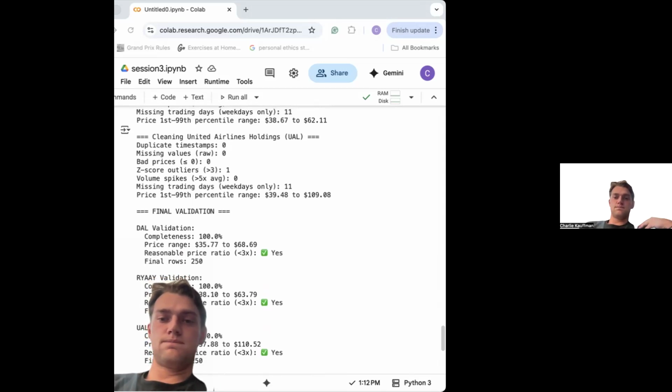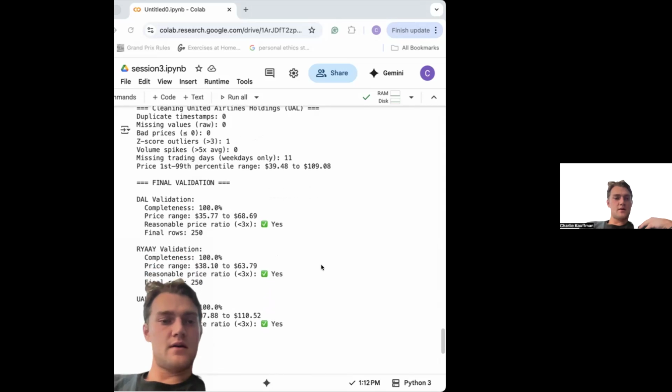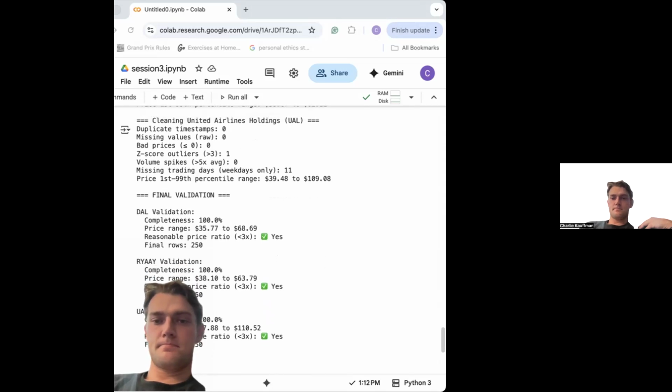The metrics for raw were 2.5% return, the Sharpe ratio is about 0.3, and the clean data was 6.2% return with a Sharpe ratio of 0.8, which is great to see.